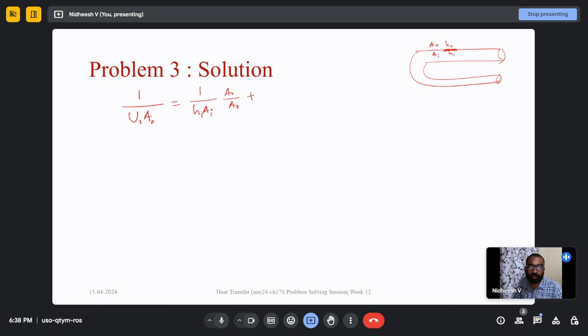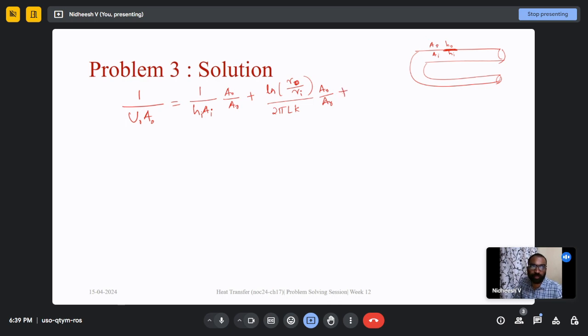Then we have the tube walls. For the tube walls, the expression for resistance is log of Ro by Ri divided by 2 pi Lk, where k is the thermal conductivity of this brass tube and L is the total length of this tube. Here also let me multiply and divide it by A0 so that I can cancel A0 from LHS and RHS.